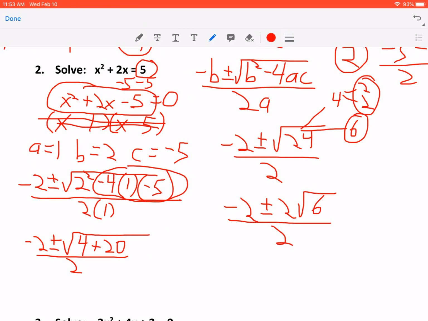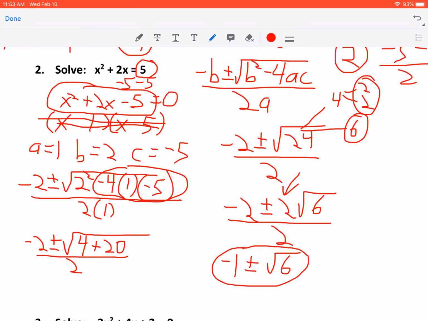2 goes into negative 2, and 2 goes into 2. So the answer should be negative 1 plus or minus, because 2 goes into negative 2 one time. 2 goes into this 2 one time. You can put a 1 there and then the radical 6, or just leave it. You do not need to put divided by 1. Just leave it, just like this. All right?